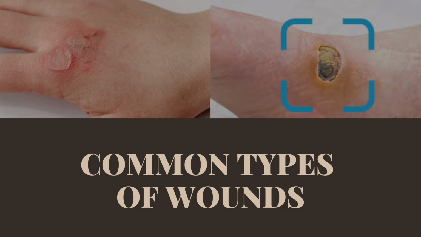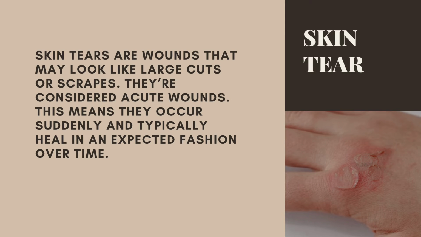There are common types of wounds. For example, skin tear and venous wound. What is skin tear? Skin tears are wounds that may look like large cuts or scrapes. They're considered acute wounds. This means they occur suddenly and typically heal in expected fashion over time. However, for some people, skin tears can become complex, chronic wounds. This means they have trouble healing.